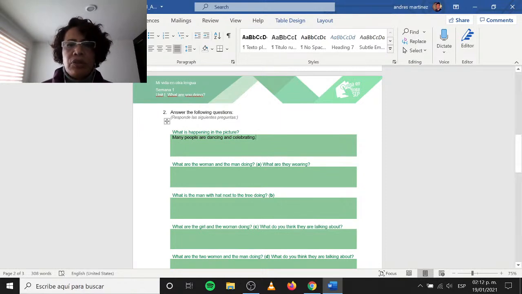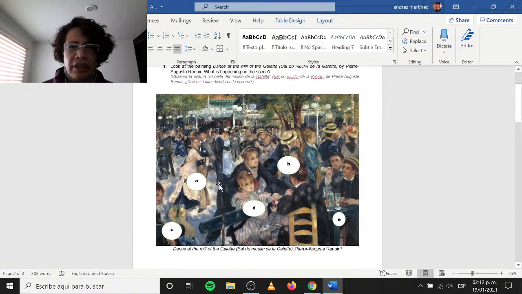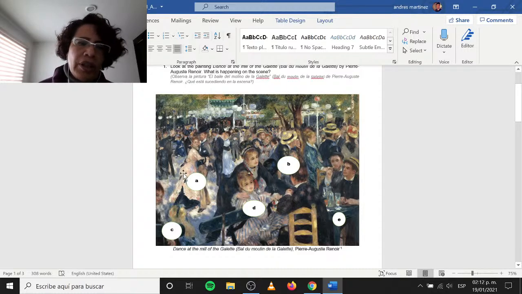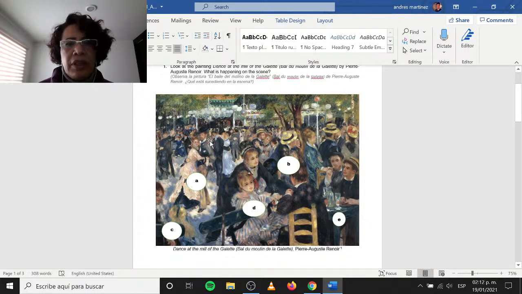What are the woman and the man doing? What are they wearing? All right, let's see, it's letter A. It's them, okay? What are they doing? Well, they are dancing, okay? They are looking to the guy that is taking the picture, maybe. They are looking to me. And what are they wearing? Well, the woman is wearing a long white dress, okay? And the man is wearing a black hat, black tie, etc., etc. This is the moment in which you use sentence by sentence describing what they are doing and what they are wearing, okay?